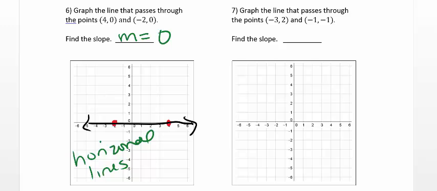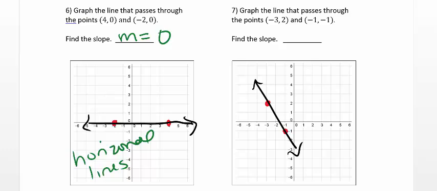In number 7, we're going to plot the points (-3, 2) and (-1, -1). So I'm going to go to the left 3 and up 2, and then to the left 1 and down 1. Now take your straight edge and connect those points. Now that I've connected those points and I look at the line, I can see that it's coming downwards left to right.